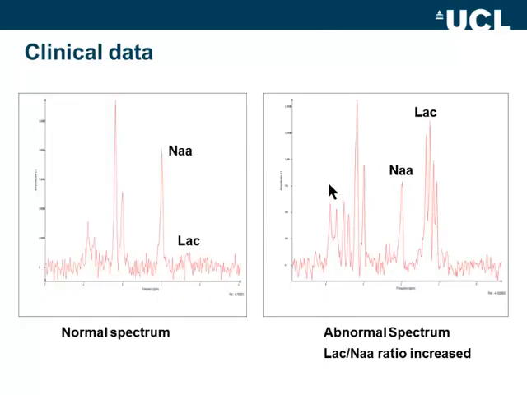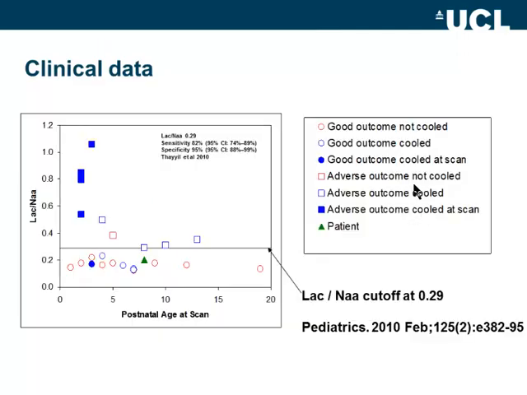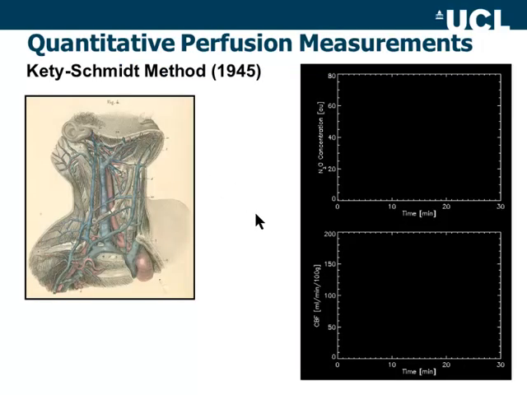But in clinical data, generally, this is a normal spectrum and this is an abnormal spectrum, and you can clearly see a huge amount of lactate in this case. This was recently reviewed also, and this is a summary of all the clinical trials having used lactate over NAA, and you can see that you can get a very, very good sensitivity and specificity. This is a meta-analysis of a lot of trials, so it's not only simple individual points here. These are all meta-analyses of clinical trials showing that it has very high sensitivity and specificity for neurodevelopmental outcome at 2 years.